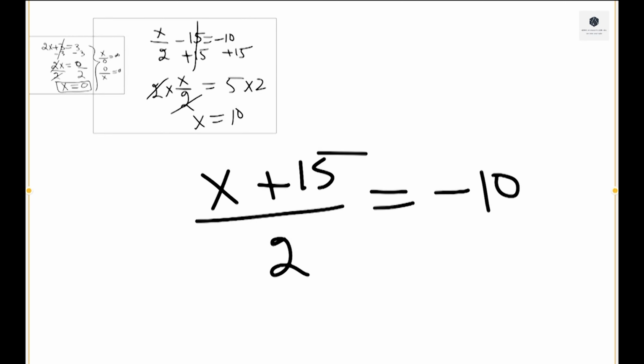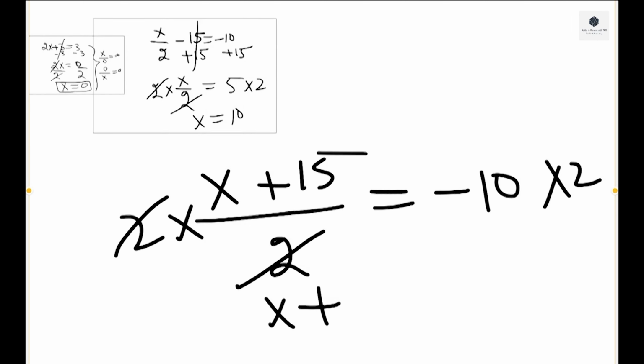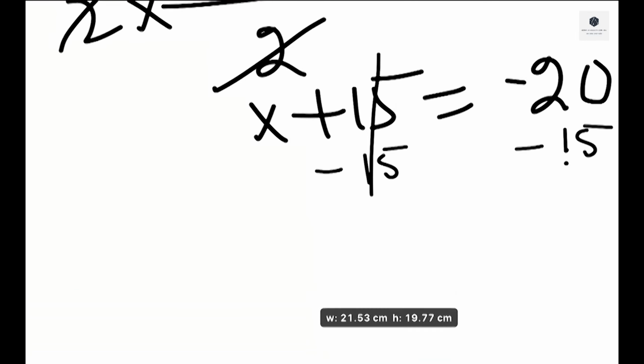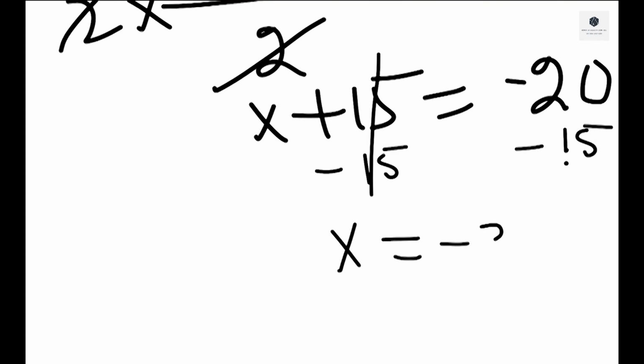But here you cannot do that, because this plus 15 is not alone. The 2 is dividing the whole thing. In this case, you have to get rid of this divide by 2 first. So I'll multiply by 2 here and by 2 here. The 2 and 2 are gone. X plus 15 equals minus 10 times 2, which is minus 20. Now I'll do minus 15 on this side and minus 15 on this side. Minus 15 plus 15 is gone, and x equals minus 20 minus 15, which is minus 35.